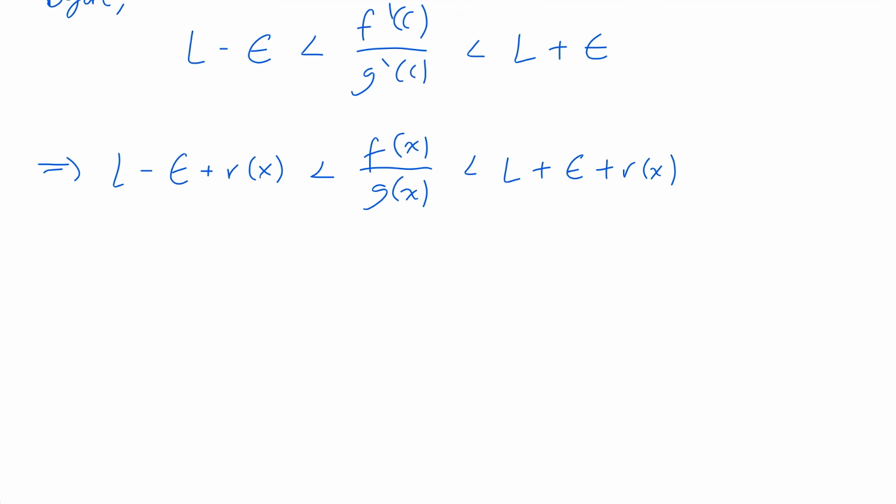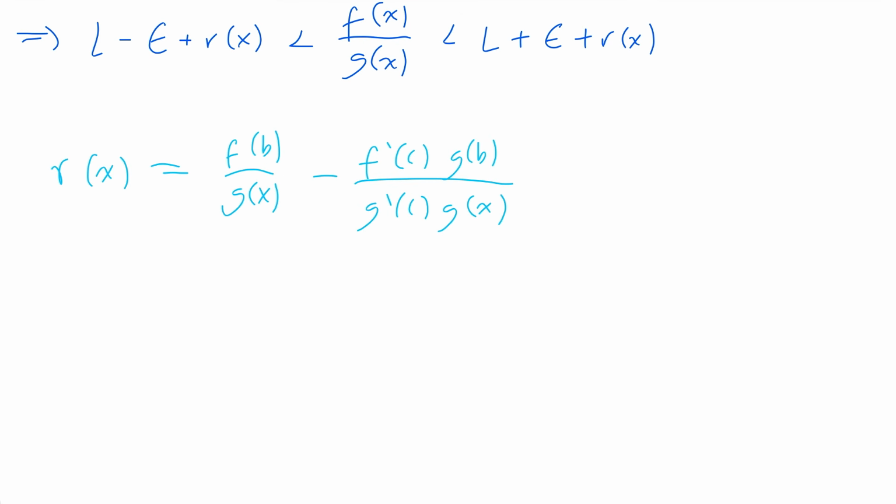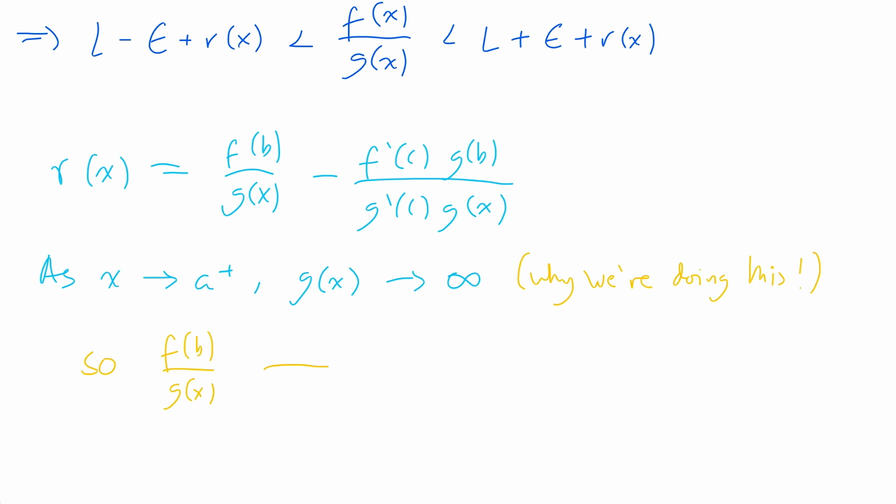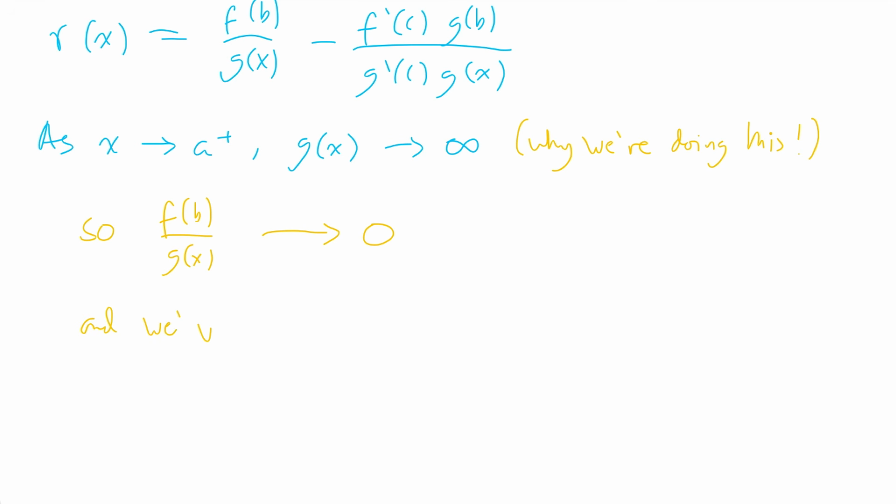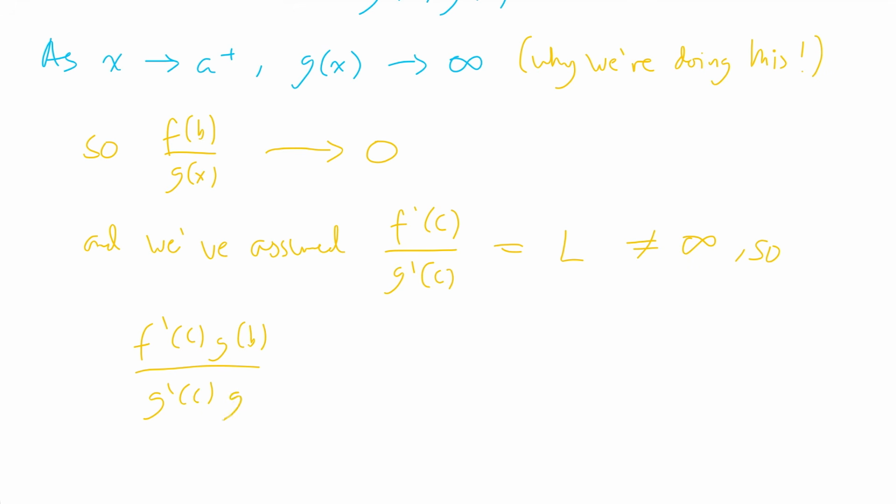Okay, so now let's break down that r of x. It's f of b over g of x minus f prime of c g of b over g prime of c g of x. And as x approaches a, g of x approaches infinity. I mean, that's the whole basis of our work, that's why we're doing this. So the first fraction here tends to 0. And since we've assumed that the value of the limit as x approaches a of f prime of x over g prime of x to be L, something non-infinite, this will approach 0 as well.